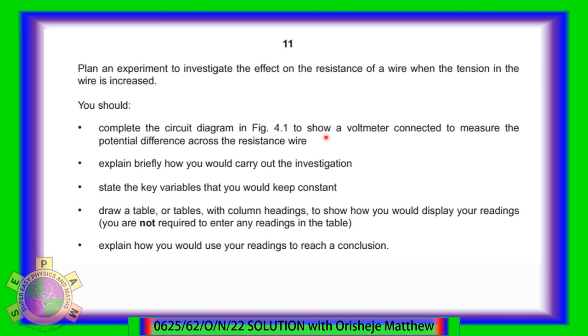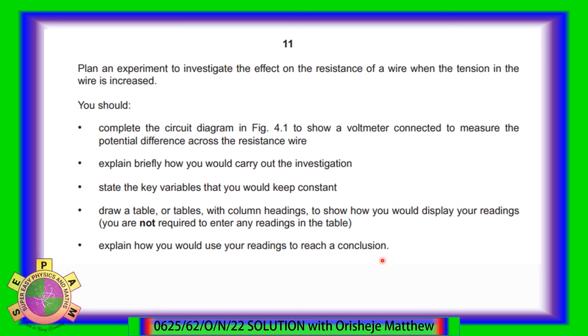Show a voltmeter connected to measure the potential difference across the resistance wire. Now, explain briefly how you will carry out the investigation. So, just follow this procedure. We are going to take each of them. If you look at this, point one is 1 mark, point two, 1 mark, 3 marks, 4 marks, 5 marks. Repeating your experiment, 1 mark, so there are 7 marks normally attached to this question.